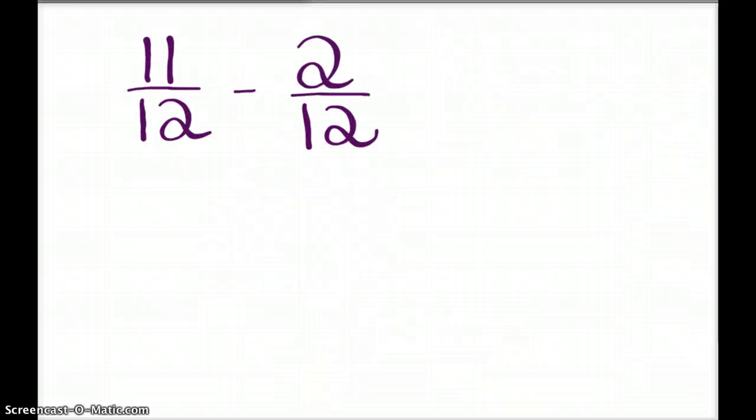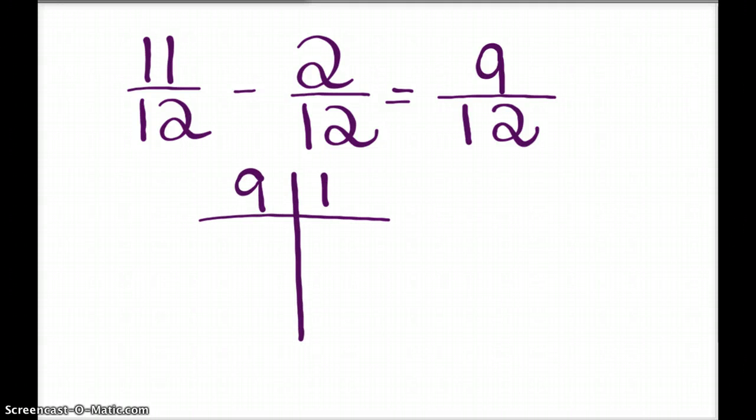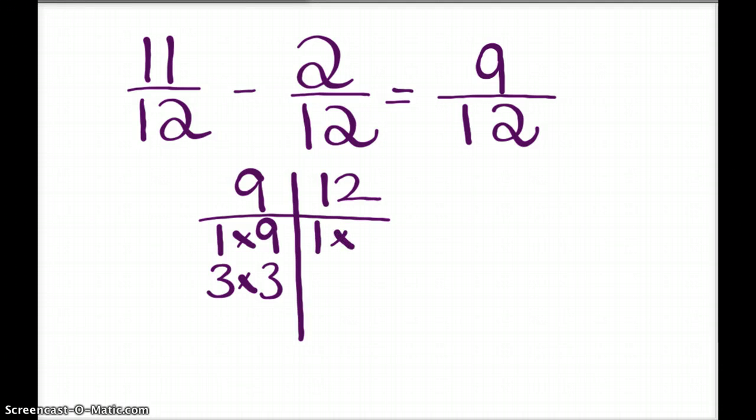This works the same exact way when you are subtracting. When you subtract, your denominator stays the same also. We subtract like normal. 11 minus 2 is 9. Now remember, you want to set up your t-chart. 9 and 12. You're going to have 1 times 9 and 3 times 3. Over here in the 12 column, you're going to have 1 times 12, 2 times 6, and 3 times 4.